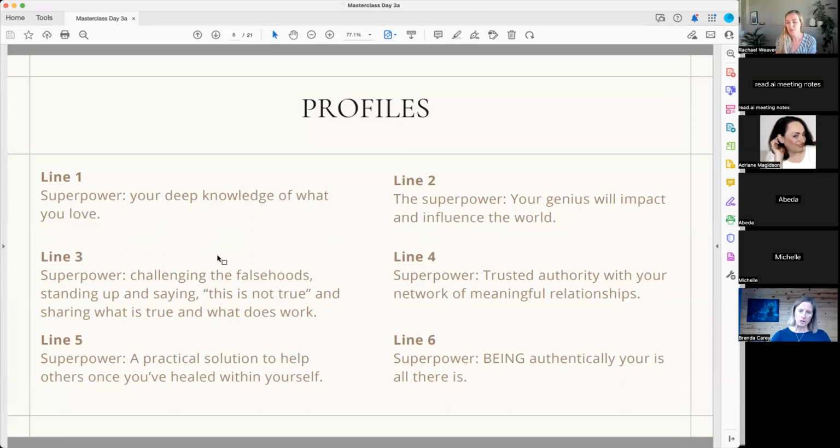Line fours are really about trust. You're a trusted authority with deep, meaningful relationships. Line fives, practical solutions, super important with that projection as a line five. Practical solutions to help once they've healed too. I know a lot of line fives don't want to share their personal stories, and sharing your story is important as a line five, but make sure you're not triggered in the story anymore. You're able to talk about something without triggering your own emotions. You've healed what you need to heal, and now you can help other people with it. And line sixes, just being your authentic self is really what you're meant to share on social media.